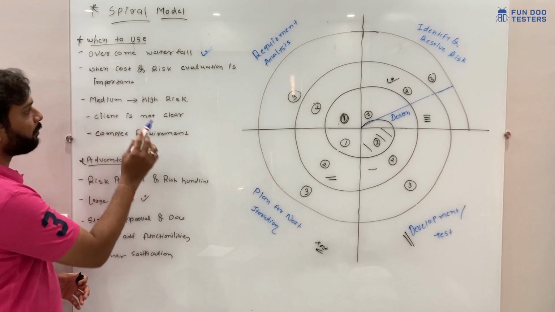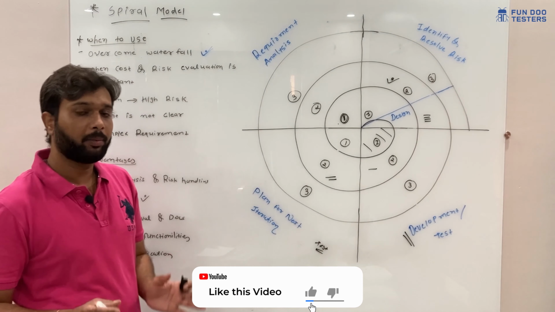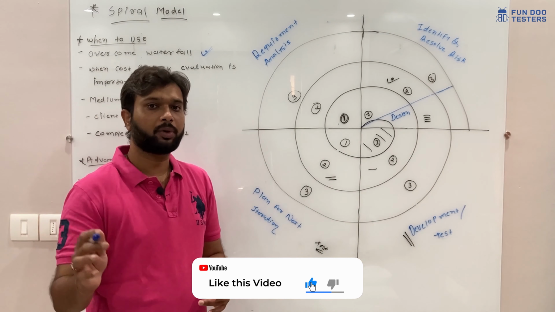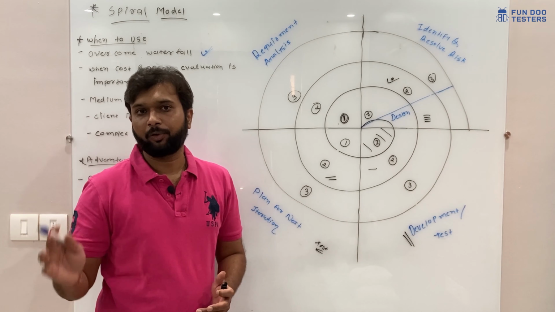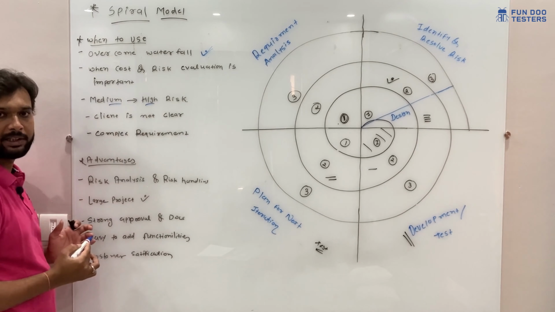Another is medium to high risk product. So this is again the problem overcome from the waterfall model. Waterfall is only preferable for small products, but here we can go with medium or high risk products.